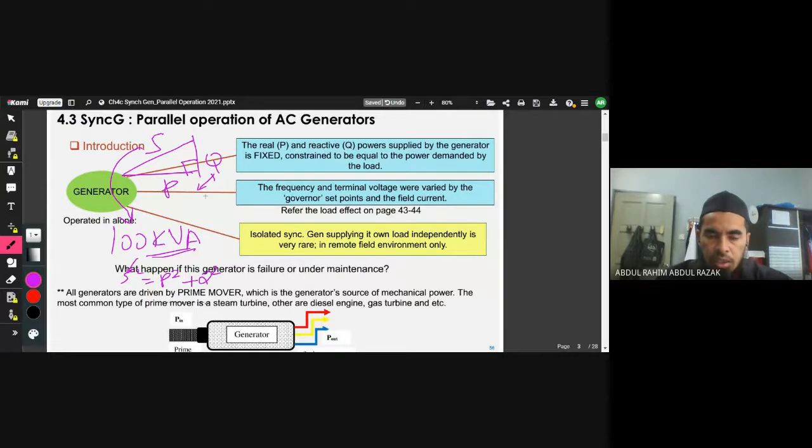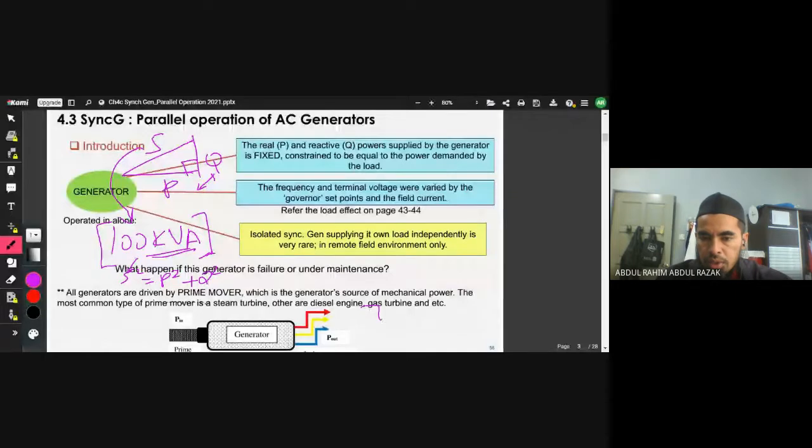This means that how much the load can get from the generator depends on the generator limit itself. You cannot drain out more than this 100 kVA of power, real power and reactive power, that remains inside our generator. Meanwhile, our frequency and terminal voltage can be varied by the governor set point and the field current, like we have learned before.